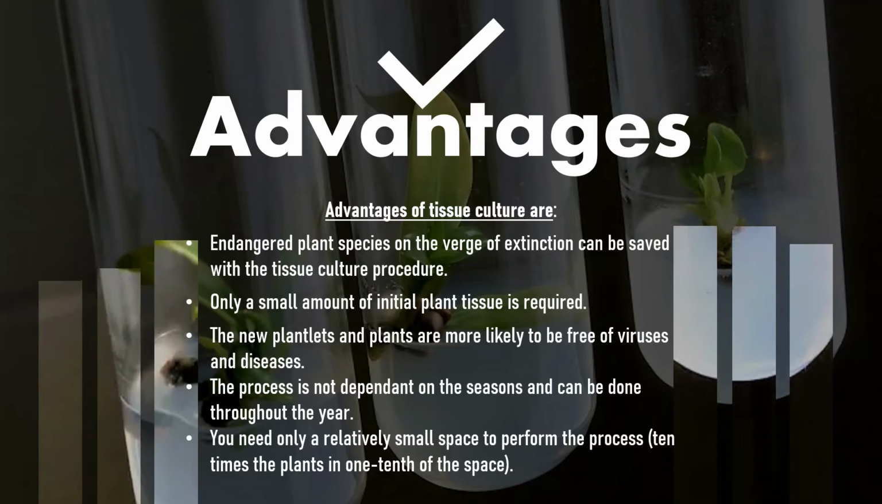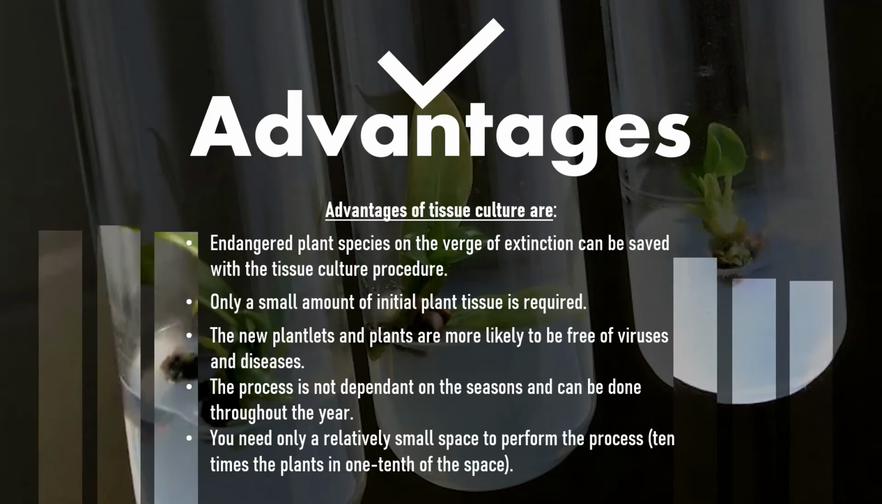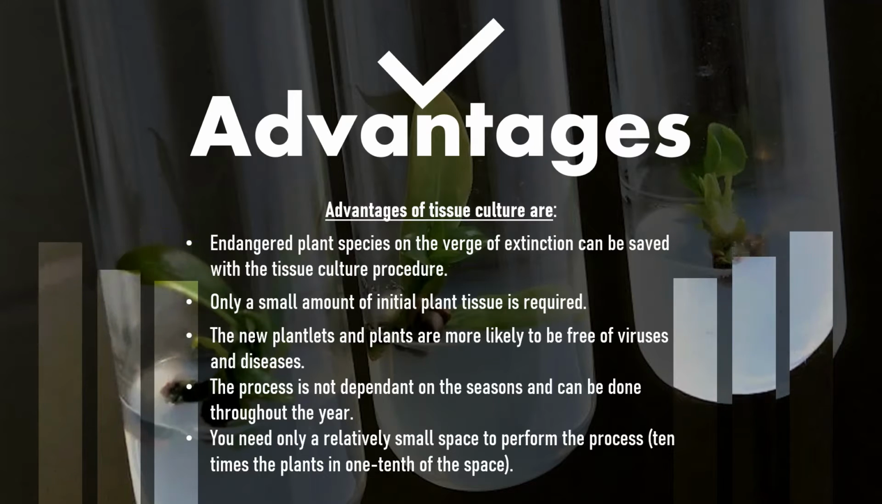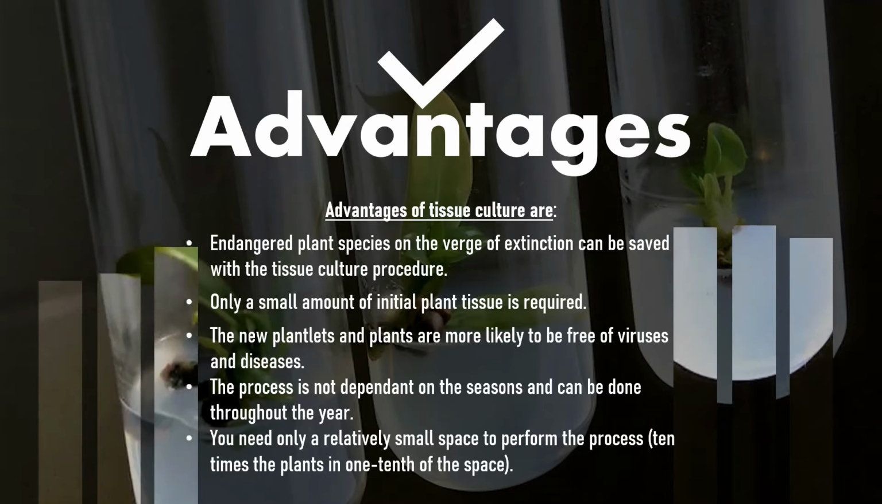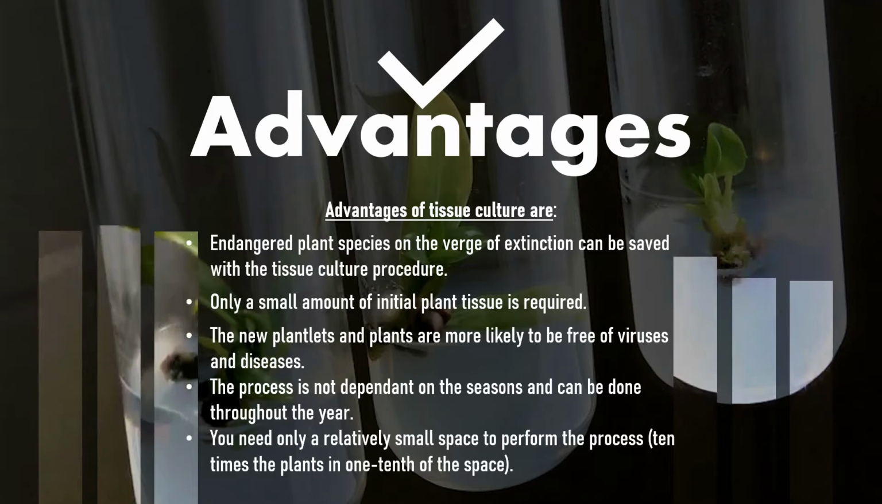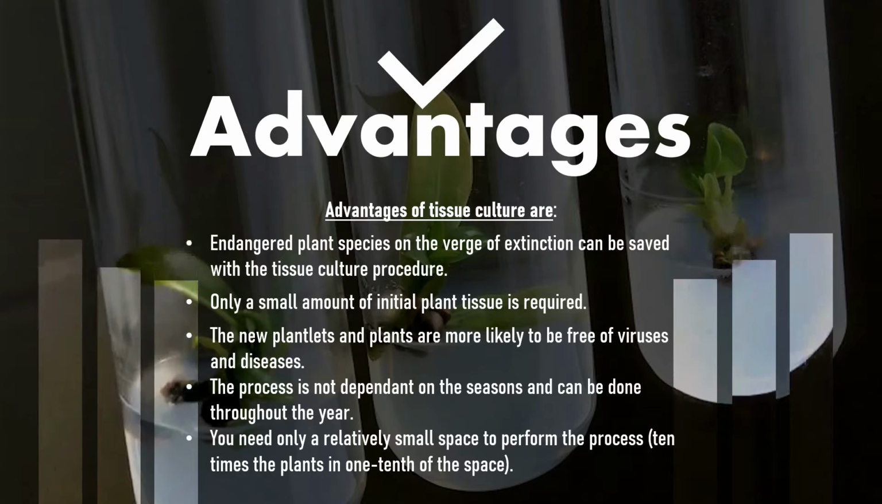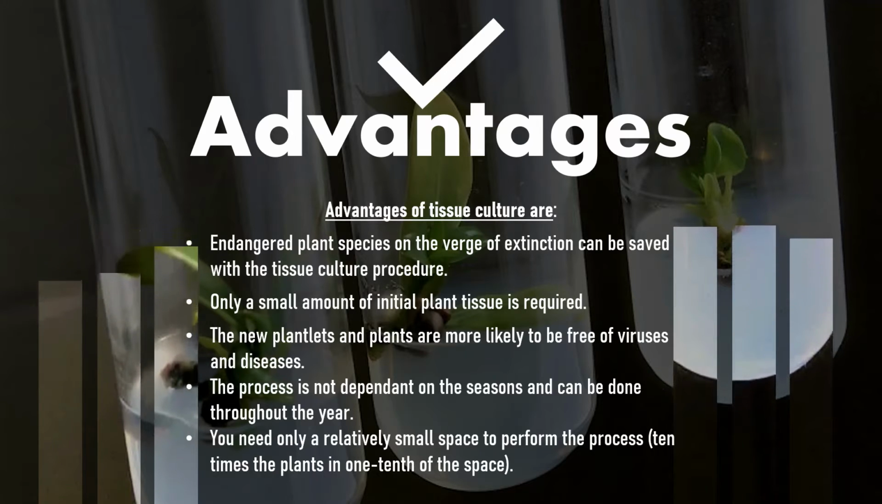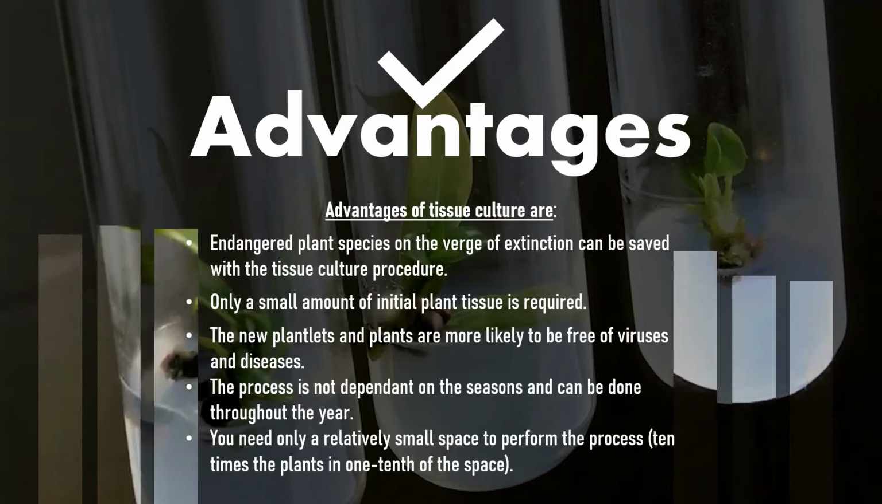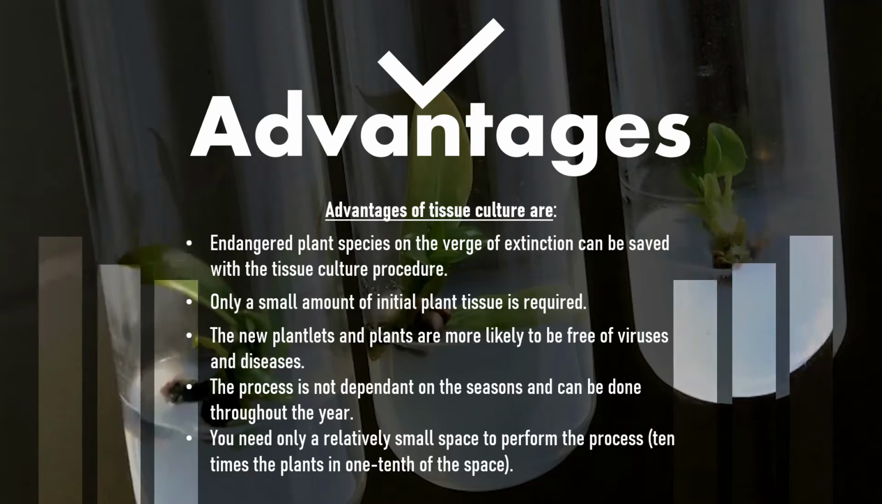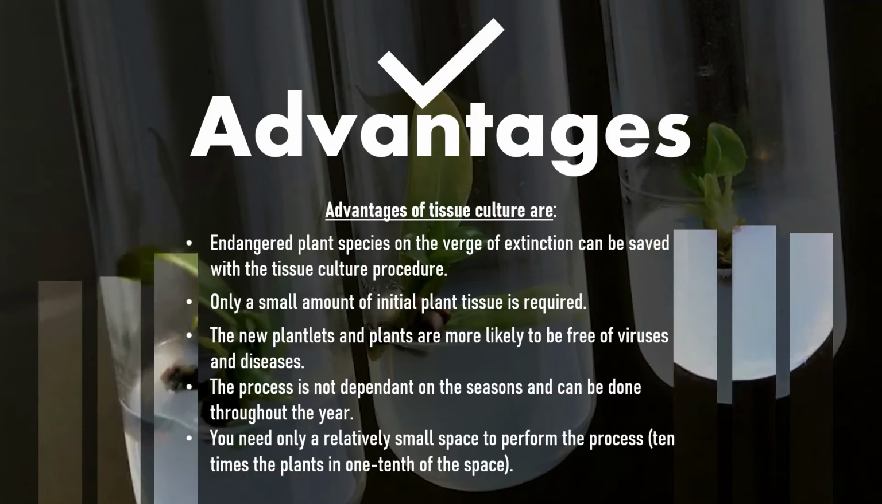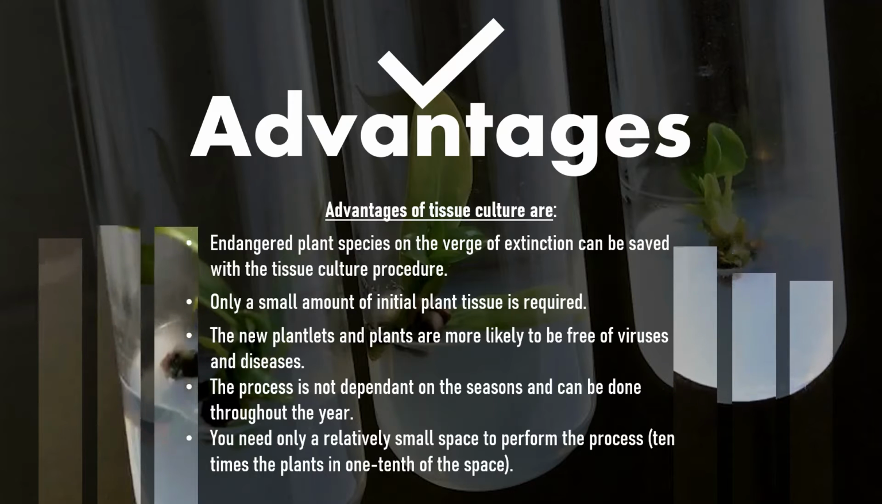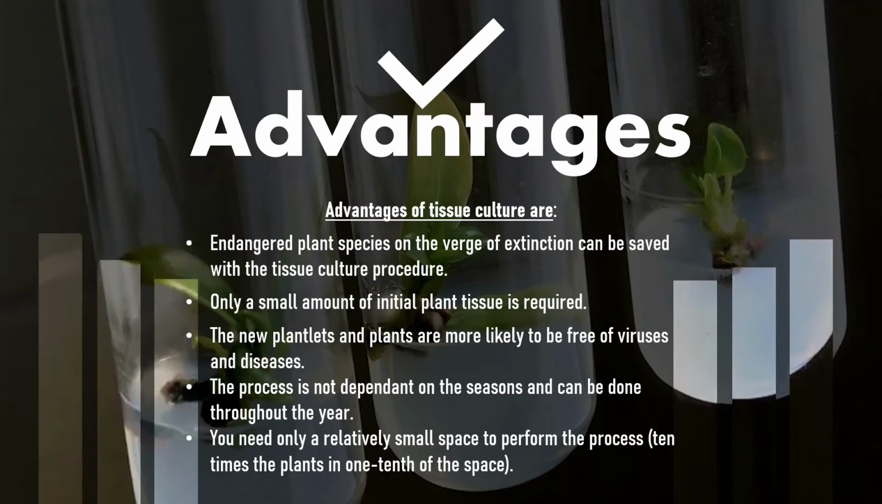Other than that, only a small amount of initial plant tissue is required. This doesn't only include the stem and the roots. This also includes the leaves, the xylem tissue and the phloem tissue. Other than that, the new plantlets and plants are more likely to be free of viruses and have resistance against diseases.